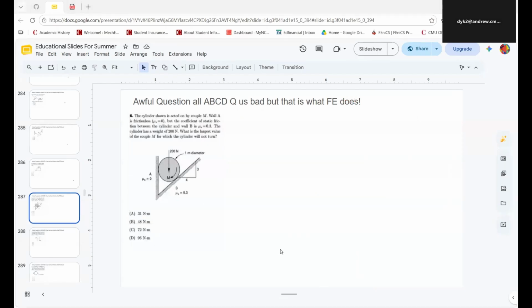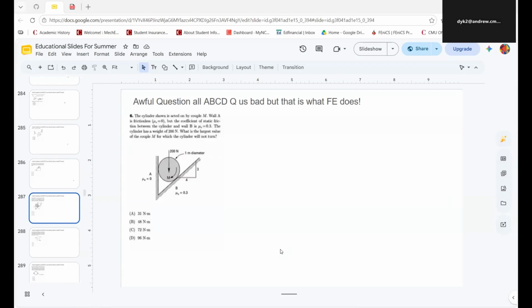All right, the cylinder shown is acted on by a couple M. Wall A is frictionless, but the coefficient of static friction between the cylinder and wall B is 0.3. The cylinder has a weight of 200. What is the largest value of the couple M for which the cylinder will not turn? That's an interesting question to give. Okay, so we'll be doing that.